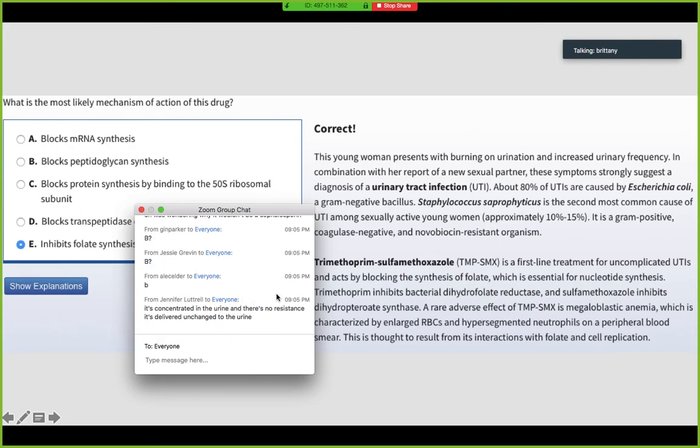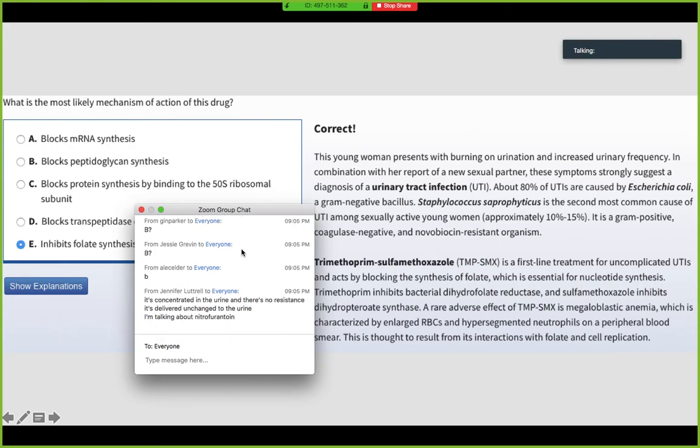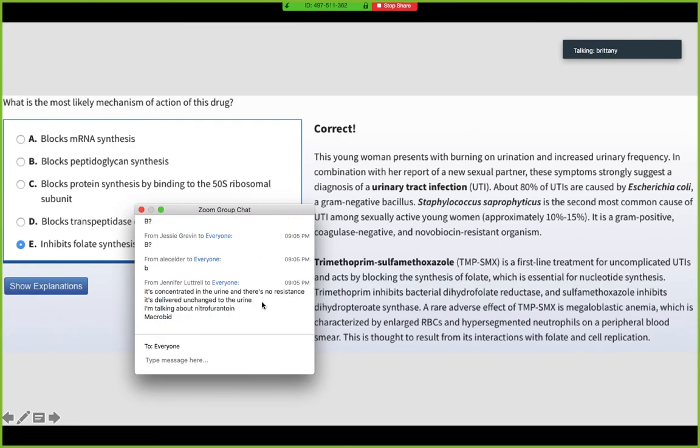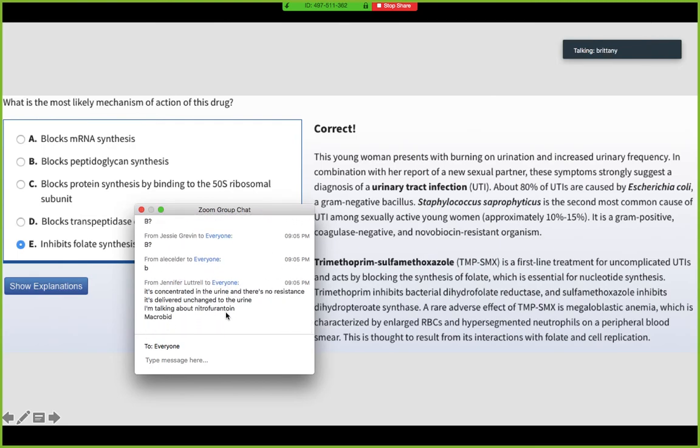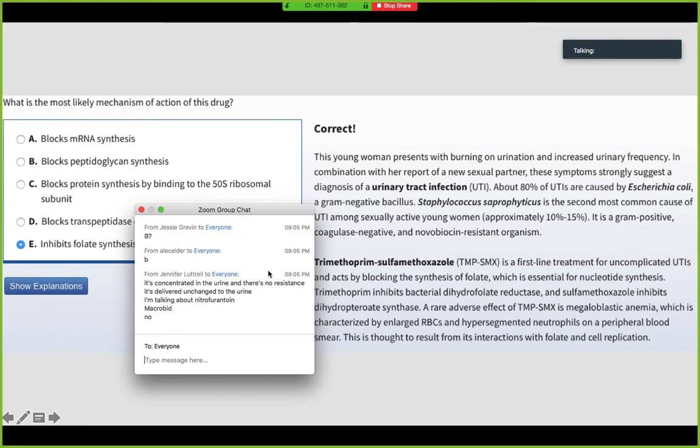Jennifer, what are you referring to? Oh, nitrofurantoin. Are you asking why it's not that? No. Okay.